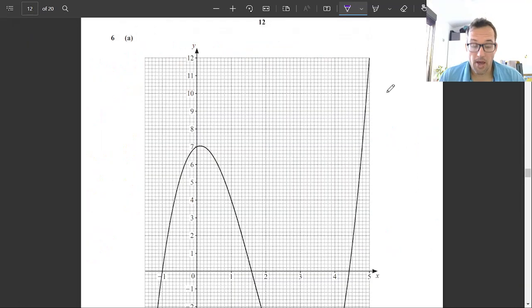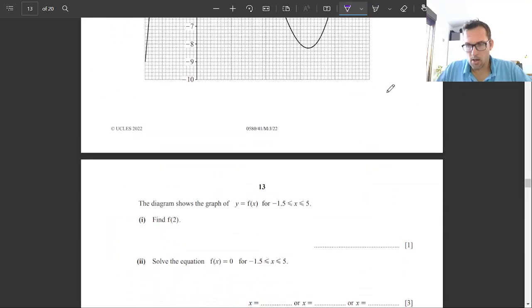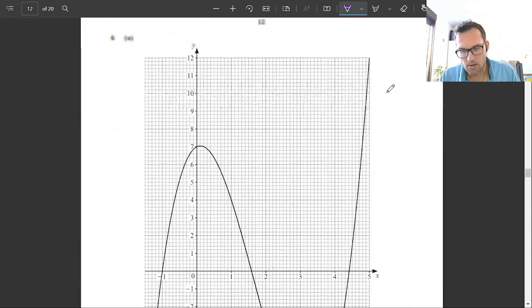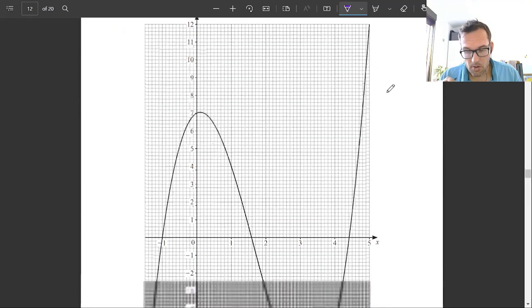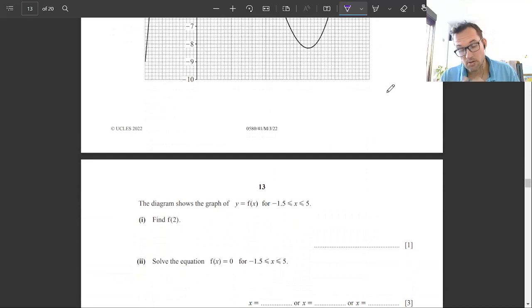Question 6a. They give us there a cubic graph, and the first thing they ask is, it tells us the function f, find f bracket 2. Alright, so what have they changed? They've changed the x there for a 2.